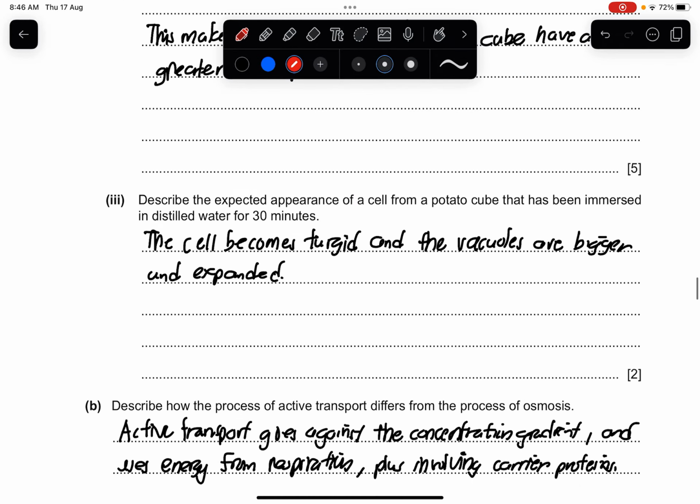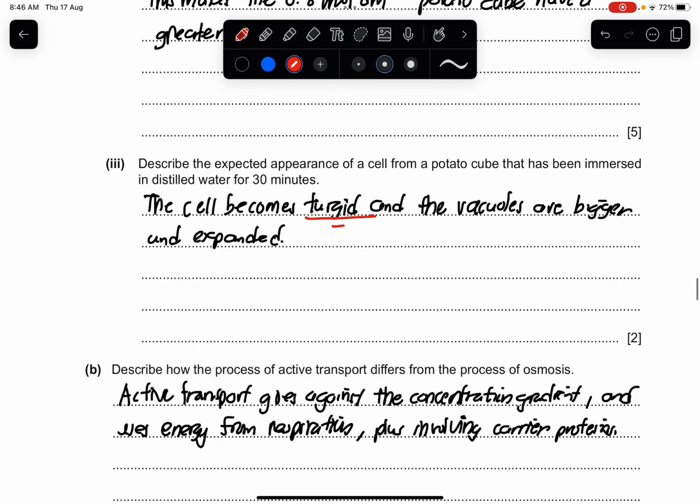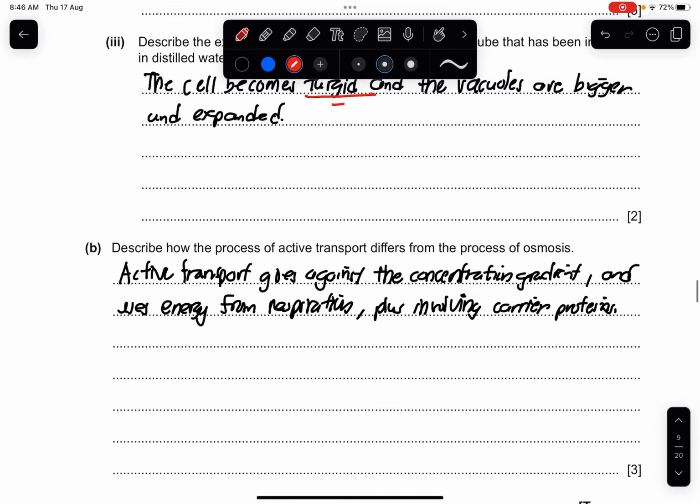Alright. Question 2 III. Describe the expected appearance of a cell from a potato cube that has been immersed in distilled water for 30 minutes. So this is quite simple. When you immerse a potato stick inside there, it's a plant cell, right? So what happens is that it becomes more turgid because water will move in from a higher water potential to a lower water potential, and therefore making the vacuoles inside the plant cell bigger and larger, and it's expanded, of course. Okay, that's how you get your 2 marks.